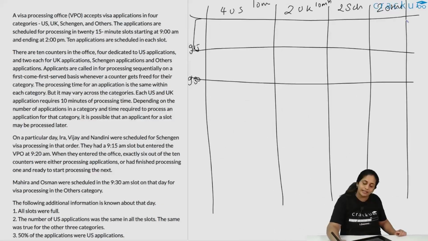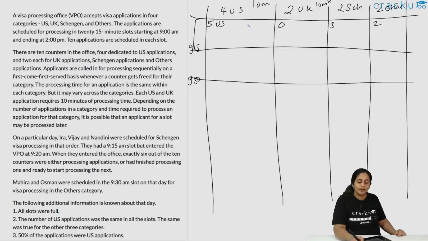So essentially, in each slot I have to put in 5 US applications, 0 UK applications, 3 Schengen applications, and 2 others applications. This is per slot as such. The US applications take 10 minutes per slot.